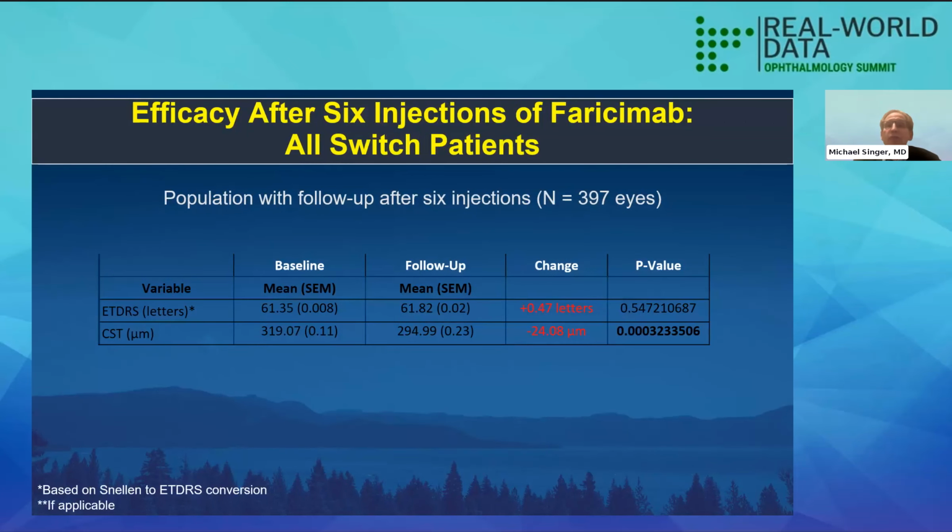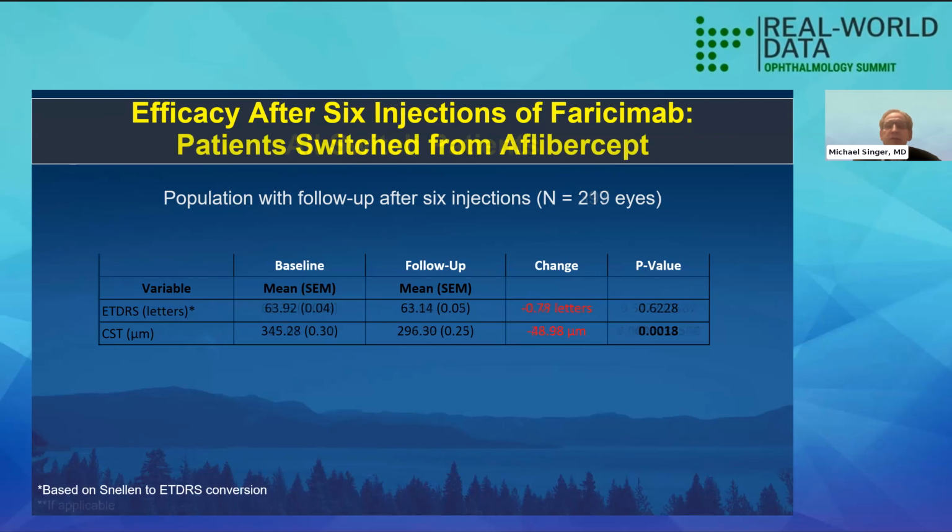Looking at the efficacy after 6 patients, so this is a smaller cohort with a longer period of follow-up, you're still able to maintain increasing vision and decreasing CST. When you look at faricimab patients who were switched from aflibercept, you could see that it did do a good job in terms of decreasing CST. The change in vision was under 1 letter.